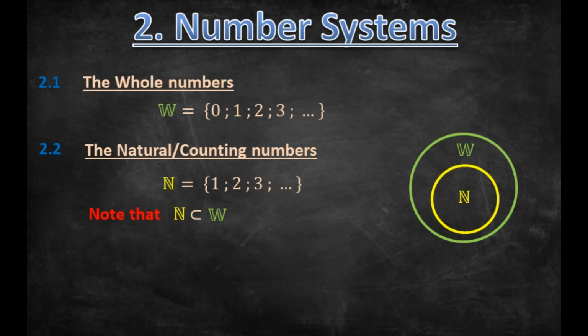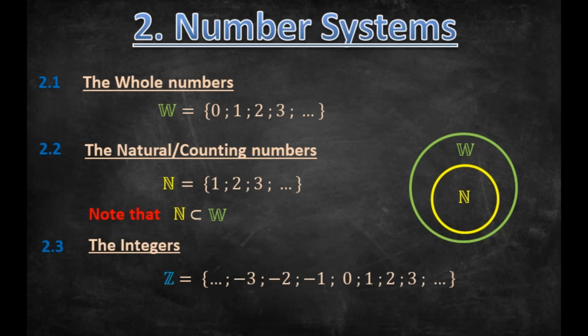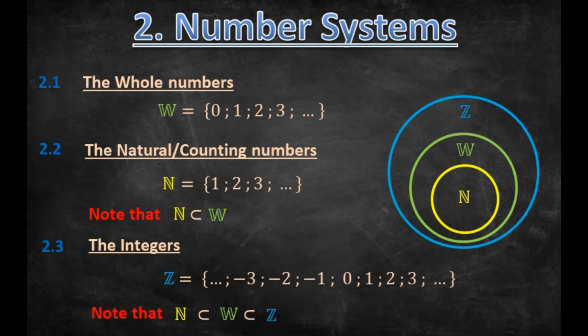Then the third set of numbers we want to look at are the integers. We use the symbol Z for the integers, and basically it consists of all the whole numbers together with negative whole numbers. So -3, -2, -1, 0, 1, 2, 3, etc. Note that both the natural numbers and the whole numbers form subsets of the integers.